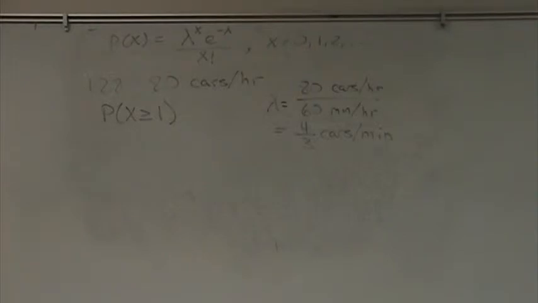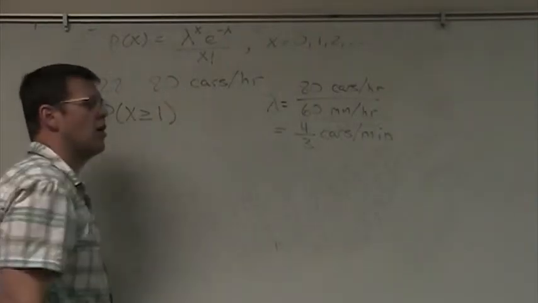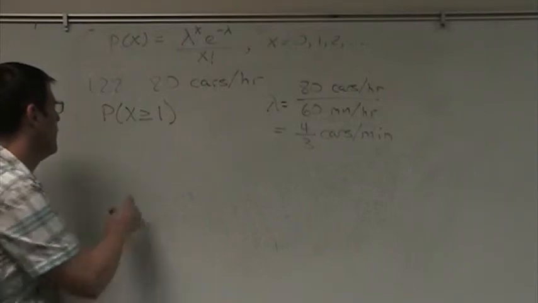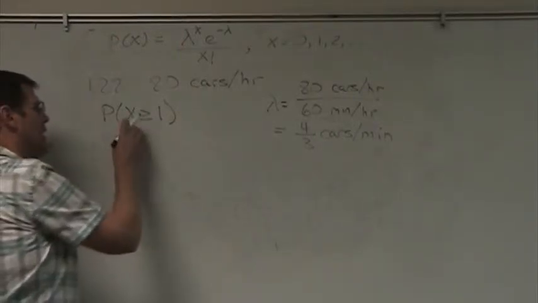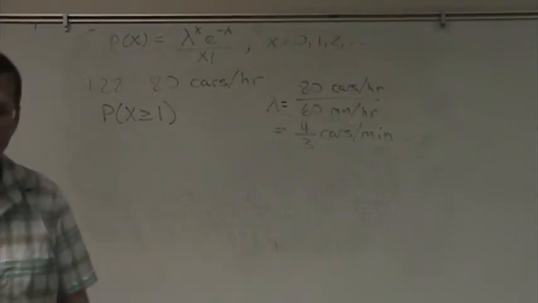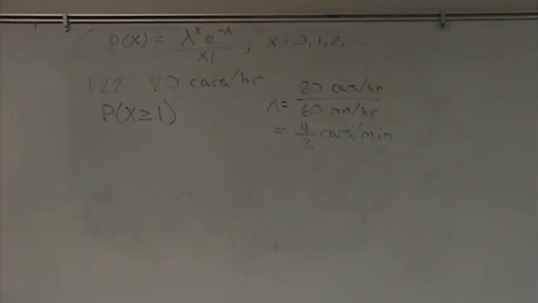If your units for your rate lambda are not the same as the time interval you're working with, or different from the event you're trying to find the probability of, you have to put them on the same scale.